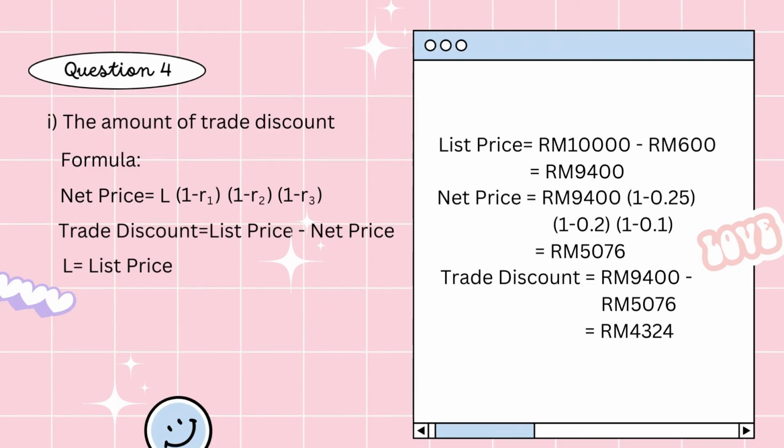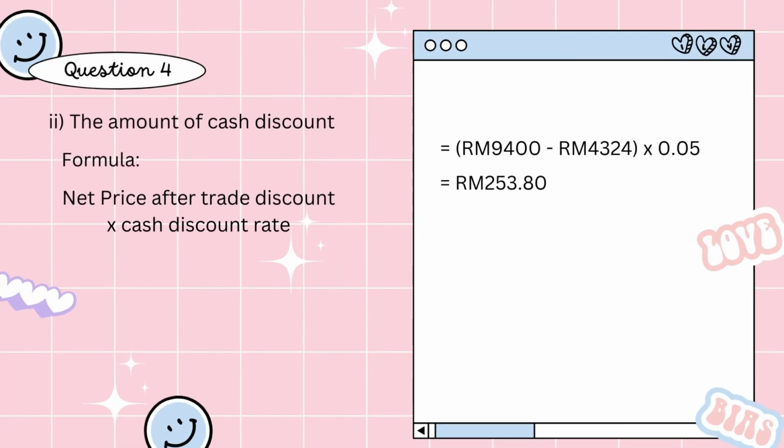Firstly, to find the amount of trade discount, the formula that we need to use is list price minus the net price. We need to find the list price, which is the RM10,000 invoice value minus the RM600 transportation cost. Now we need to find the net price. The formula is list price times (1 minus R1), (1 minus R2), and (1 minus R3). Fill in the formula with the values and the final answer you will get is RM5,076. Then you just need to subtract the net price from the list price, and you will get the answer, which is RM4,324.